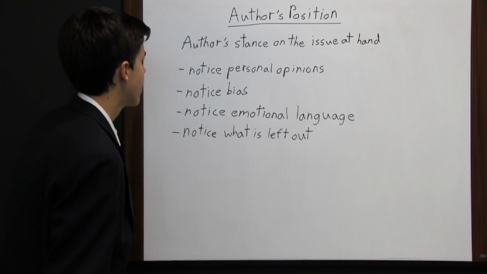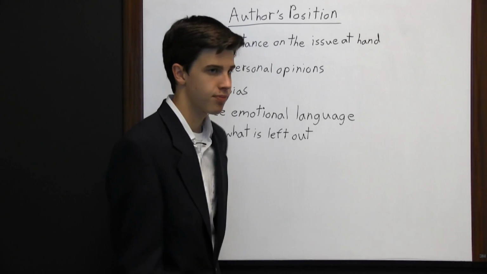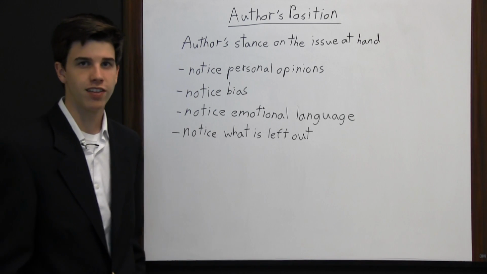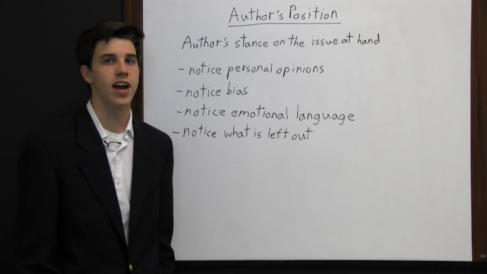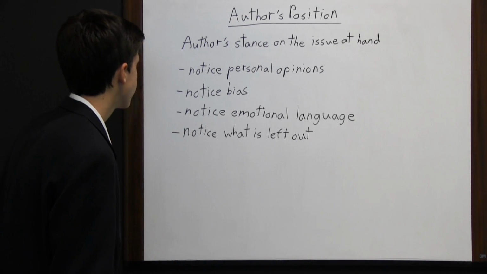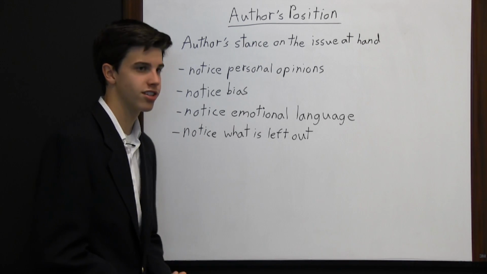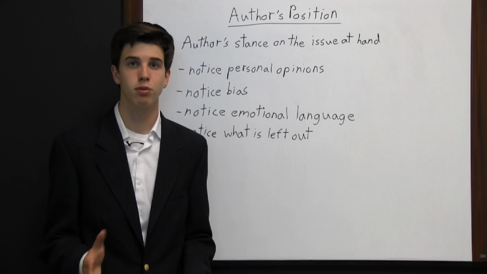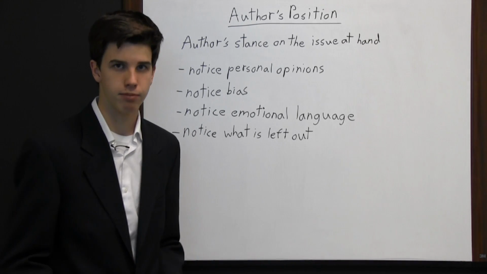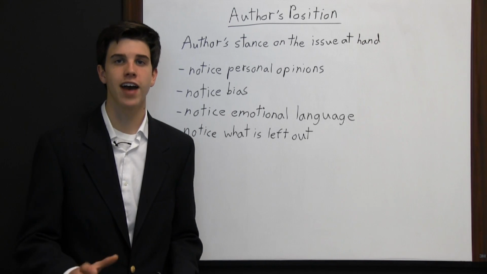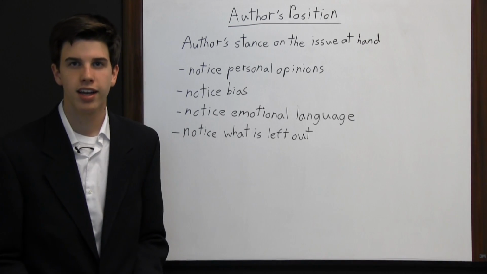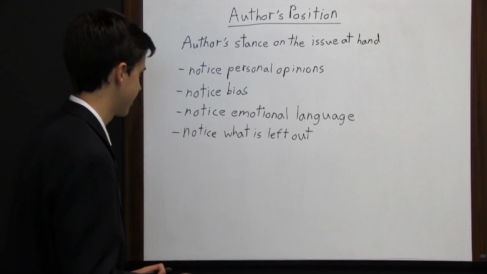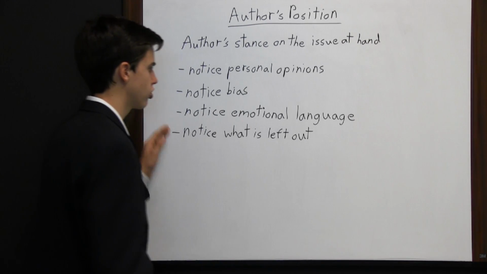So first of all, notice personal opinions. So this is basically noticing when someone is interjecting their own thoughts about something instead of actually putting fact in there. Notice bias. This is when someone words a sentence or a paragraph so that they portray something as being good or maybe portray something else as being bad. In other words, they're not giving fact anymore. The way they word something casts something into a negative light or makes something look very good or very positive. Also, notice emotional language.